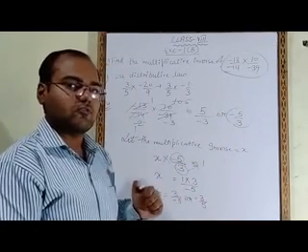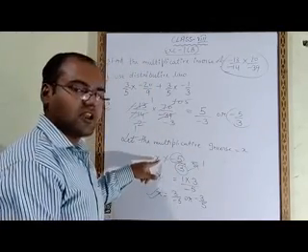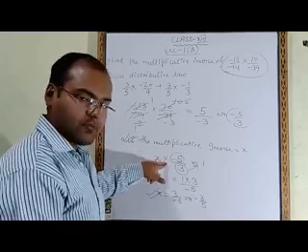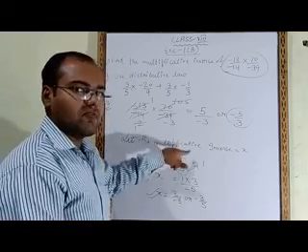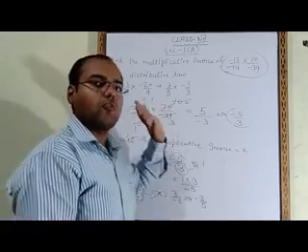So like this you have to do. So what is the multiplicative inverse? Multiplicative inverse is the number which when multiplied with the given number will give 1. So like this you have to do question number 4.